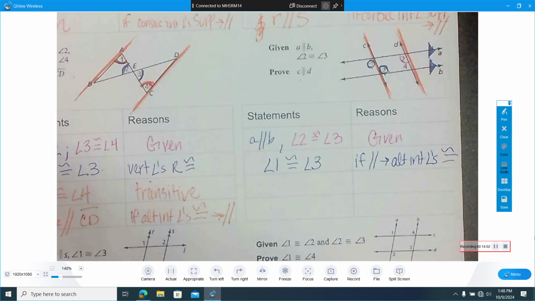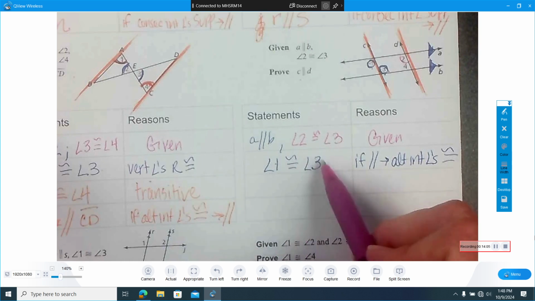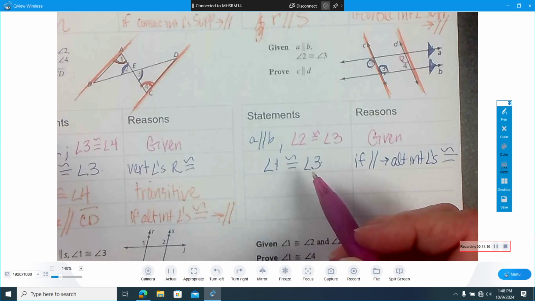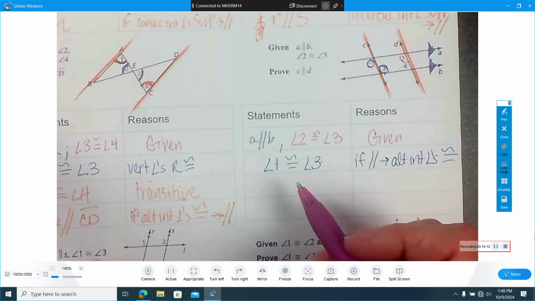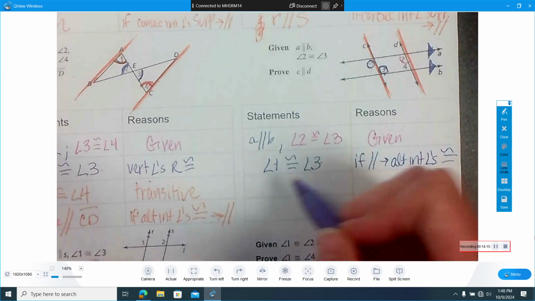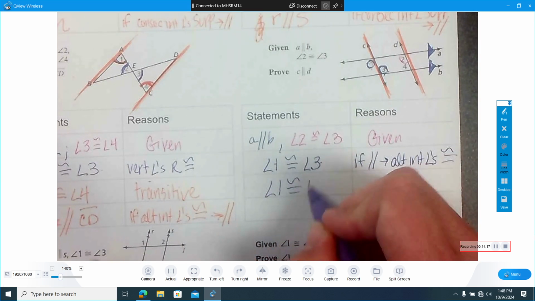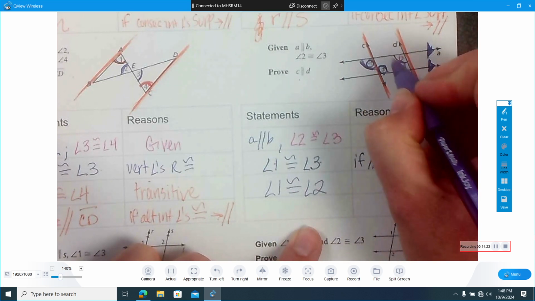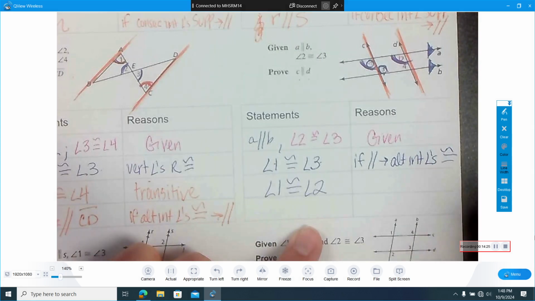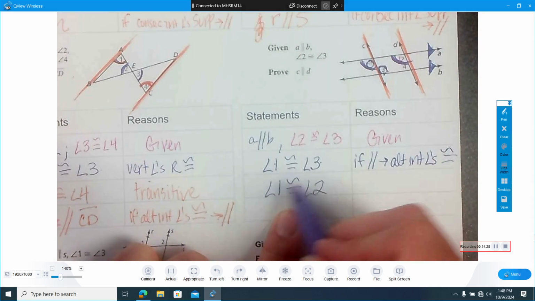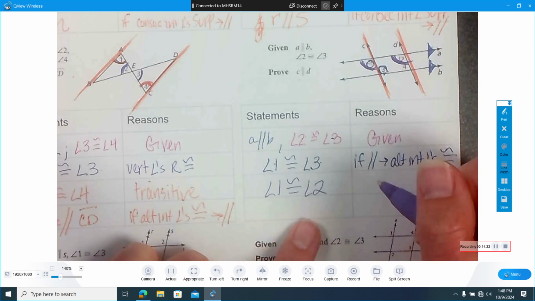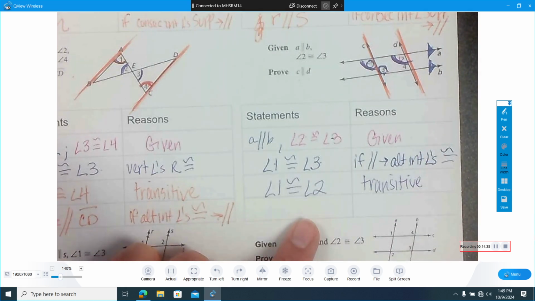Now, 1 is congruent to 3, and 3 is congruent to 2, which means angle 1 would be congruent to angle 2. So there's our angle 1 right there, and there's our angle 2 right there. Why are those congruent? Transitive. Yeah. Transitive.